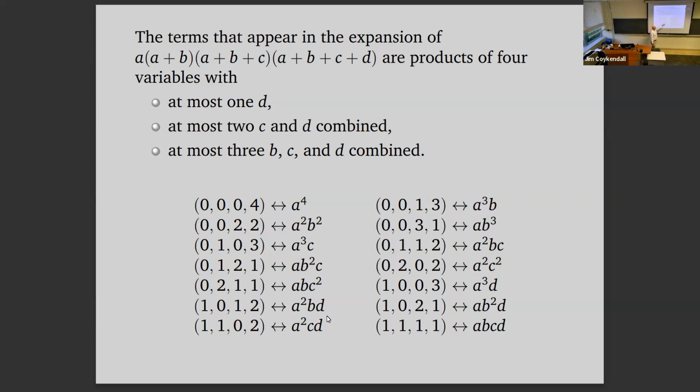Like A, B, C squared: no D's, 2 C's, 1 B, 1 A. 1 0 0 3: 1 D, no C's, no B's, 3 A's. So yeah, they correspond exactly with balls in the boxes according to the conditions we saw earlier. So they're counted by Catalan numbers.